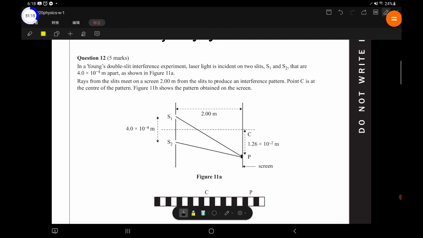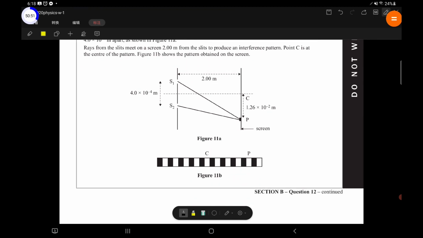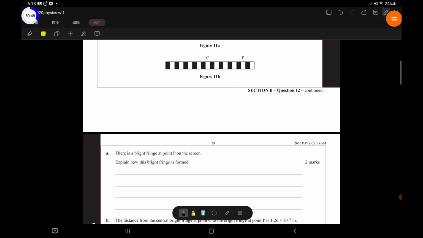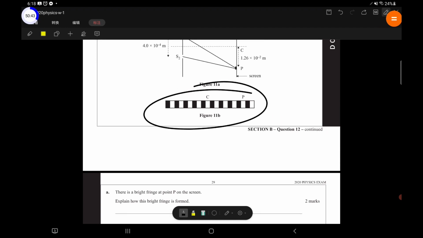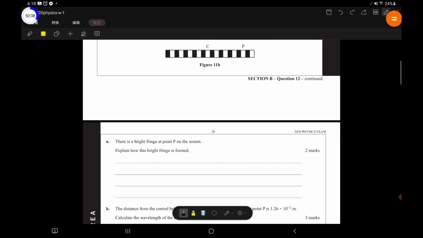All right, so moving on. Here we have a Young's double-slit experiment question, as we can see from the diagram. We have a laser light that comes through two slits, S1 and S2, that are this distance apart. The rays from the slits meet on a screen 2 meters from the slits to produce an interference pattern. Point C is the center of the pattern, as you can see here. What is the question asking us? So there is a bright fringe at point P, as we can see from this small figure underneath. Explain how this bright fringe is formed. So this is a worded question, so we can quickly go through this.